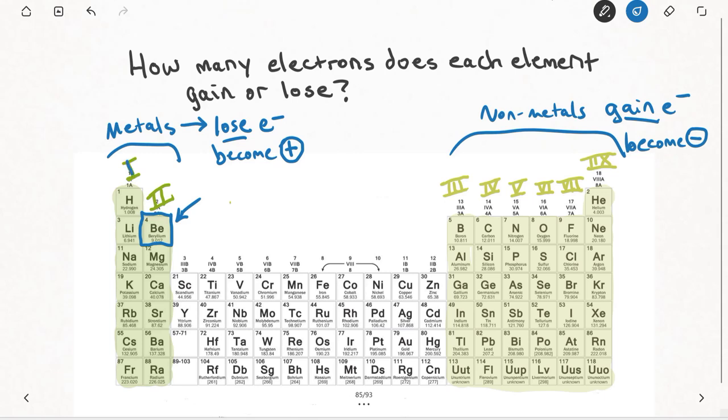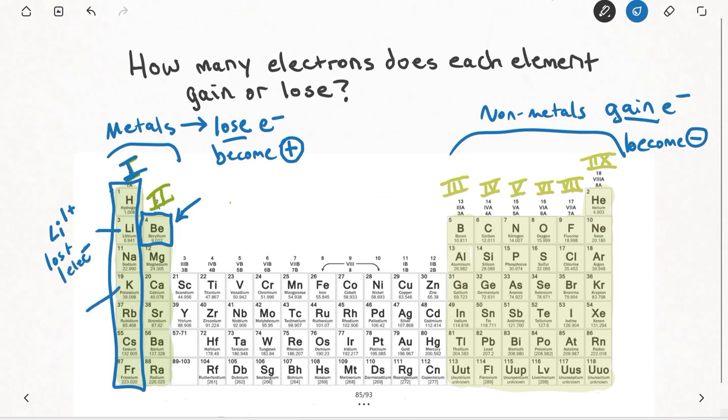See this one column 1 right here for Group A? This whole column right here, column 1? So whatever number column it is, that's how many electrons it loses. So if we're talking about lithium, an ion of lithium is a 1 positive because it lost 1 electron.